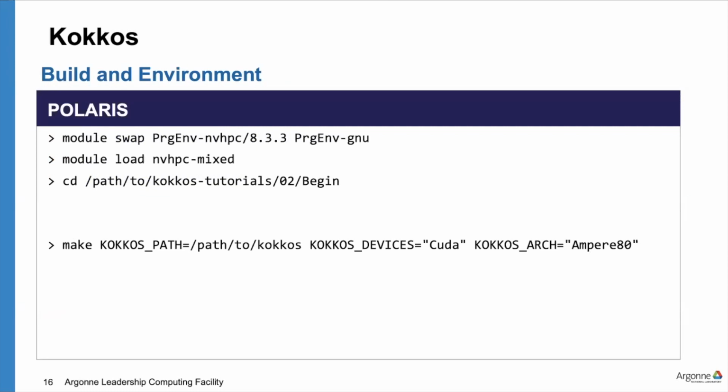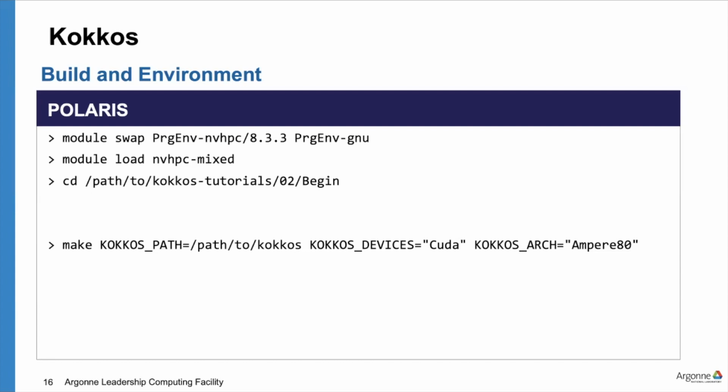So at least when I was running through it and testing it, I swapped the NVHPC programming environment for the GNU programming environment and then loaded NVHPC mixed. This just works better with the existing makefiles that are in there. I didn't want to have to do too many modifications. I went into the second tutorial, into solutions, because I wanted to make sure everything was able to compile. You can just run make with the path to wherever you cloned Kokkos.